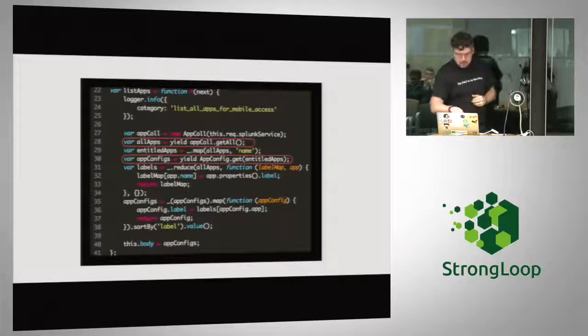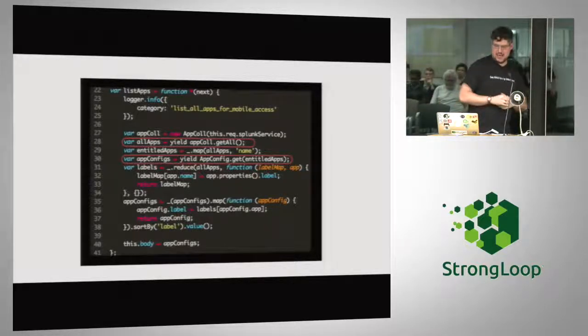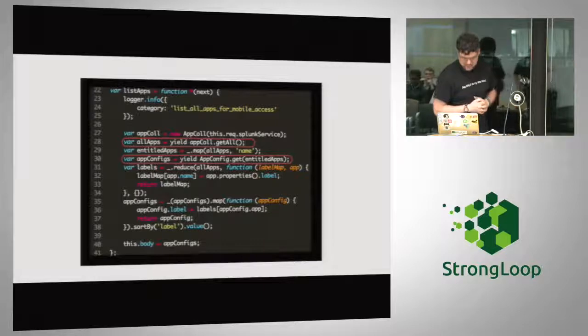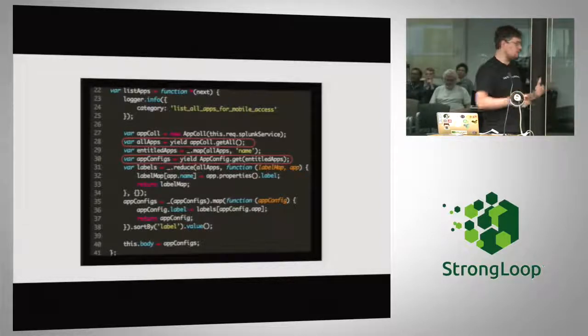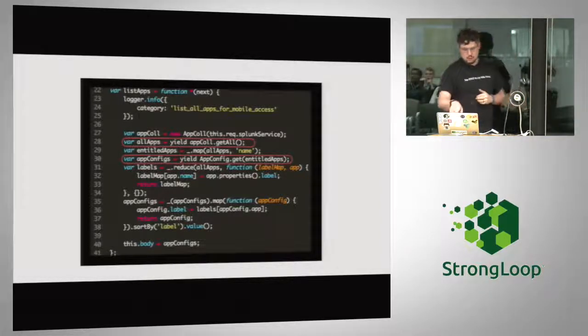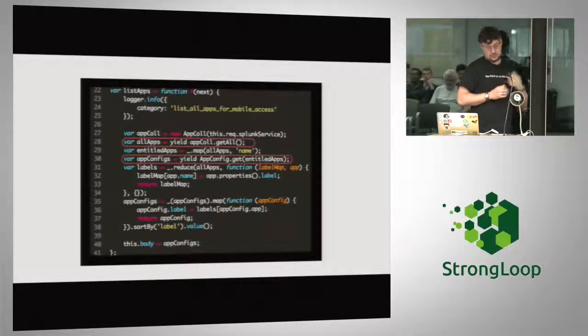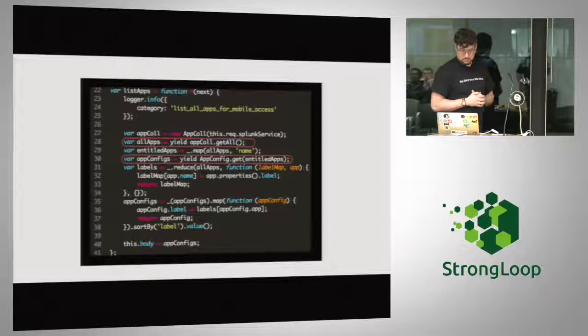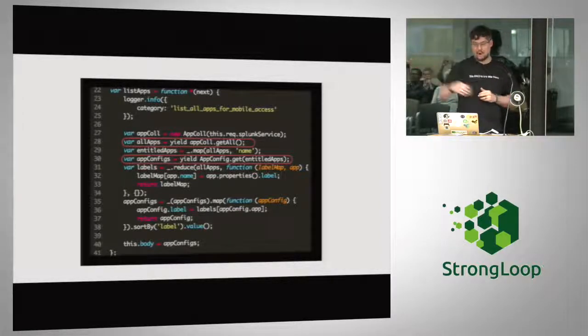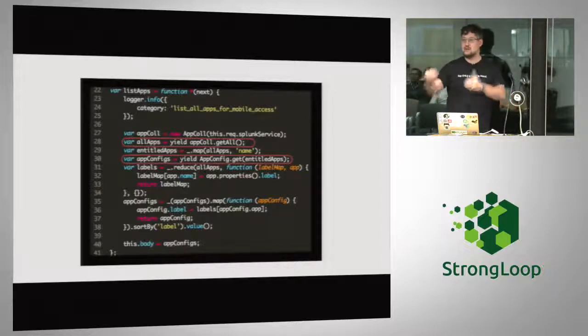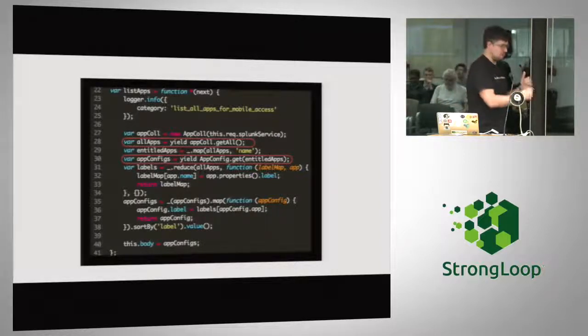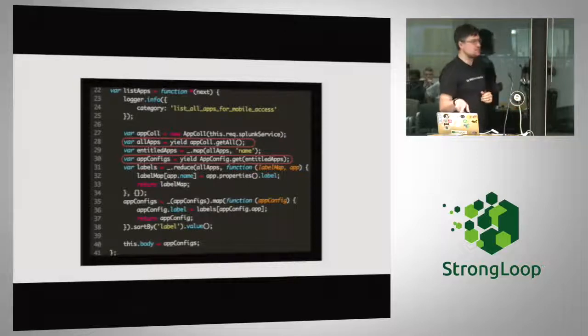But here what you can see is var allApps equals yield app call.getAll. getAll is actually code that is making some async calls. Normally, if I was doing this without using generators and using co, which is what Koa is pulling in, I would have a callback there. But in this case, I don't have a callback here. I'm just calling getAll, and then I've got the next code that I want to run after that. But I've got this yield keyword.